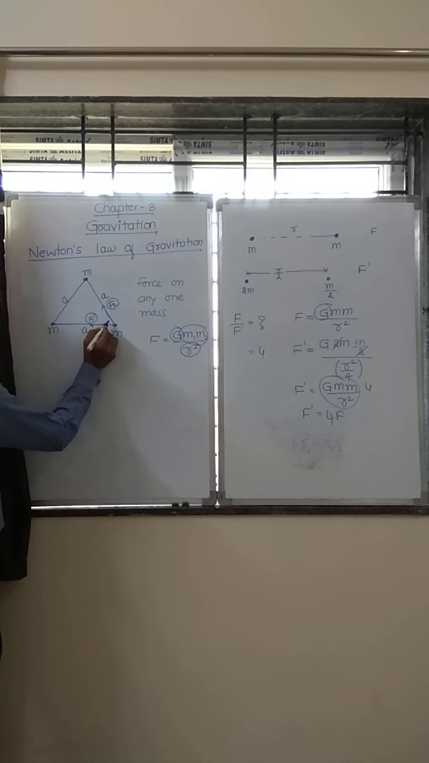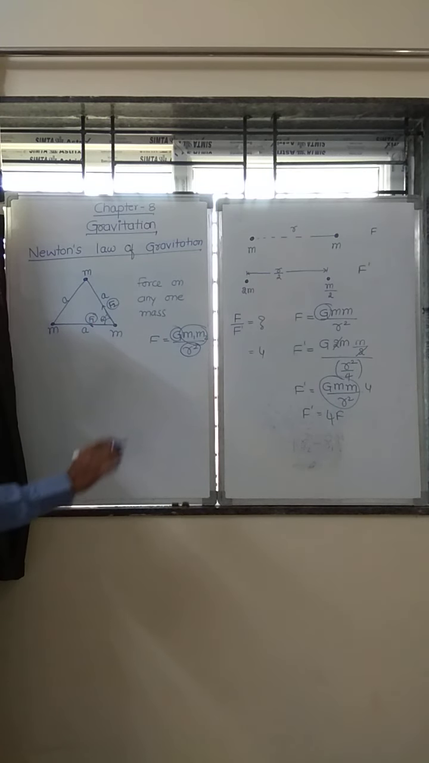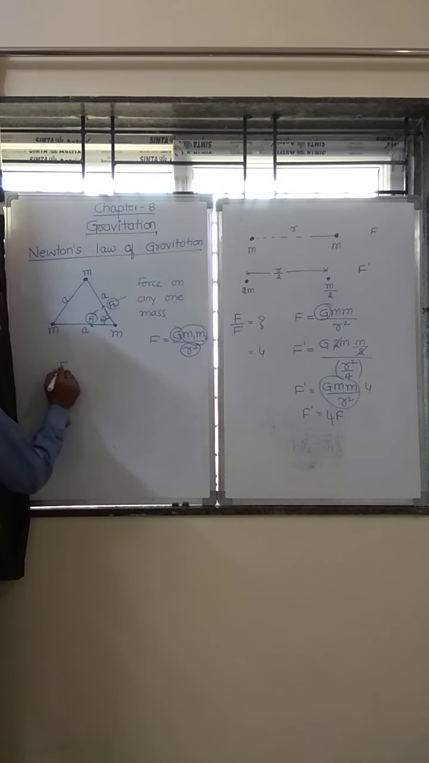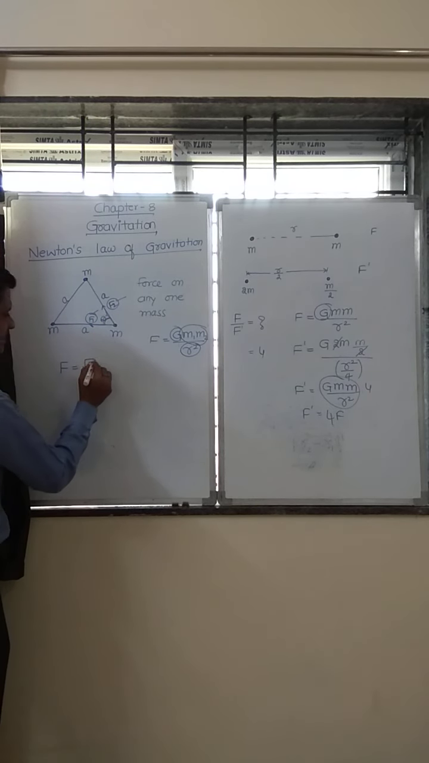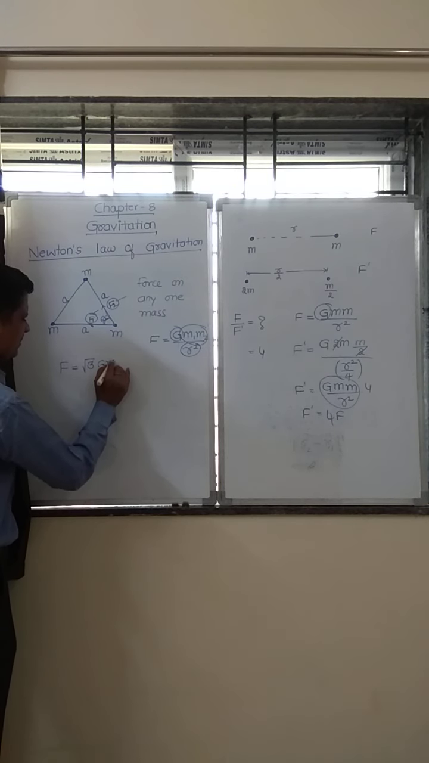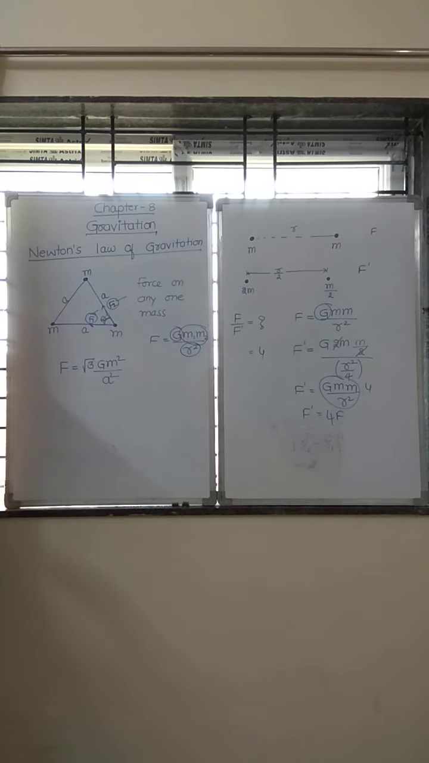And you know, all three sides are equal. Hence, you can say the angle is 60 degrees. As you know very well, when two equal forces make an angle of 60 degrees, the resultant force is equal to root 3 times one of them. One of them means I will write F1 or F2. That is capital G, product is m into m, m square, distance is a square. Right?